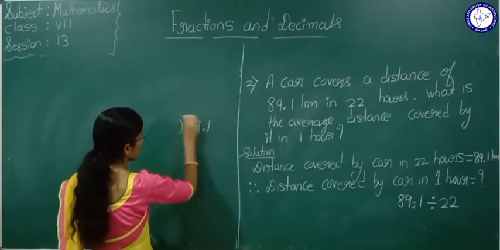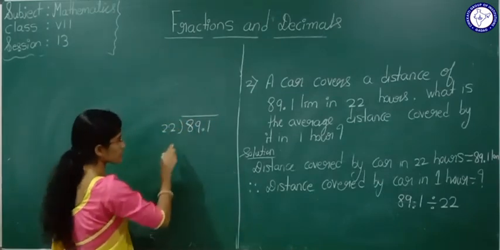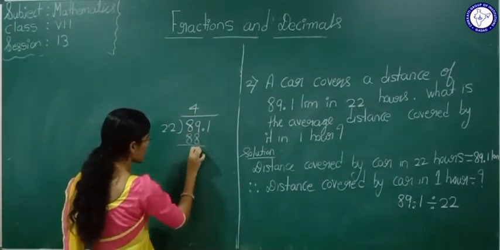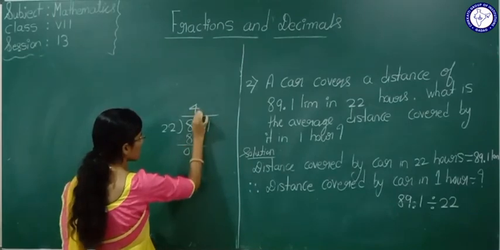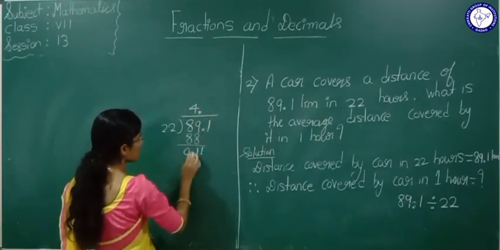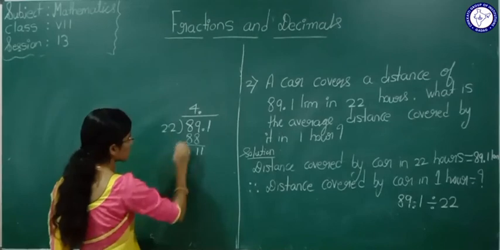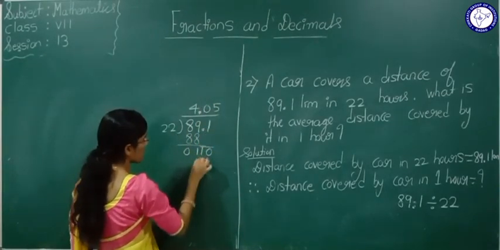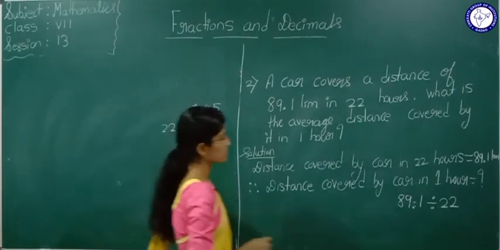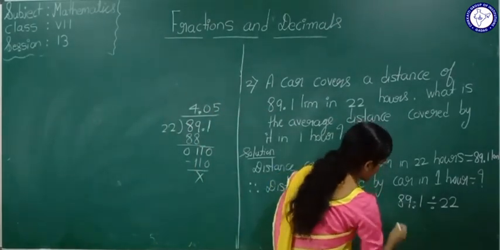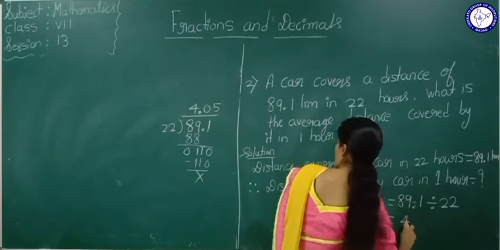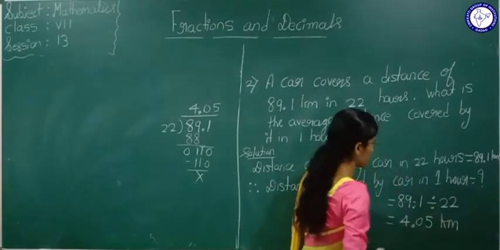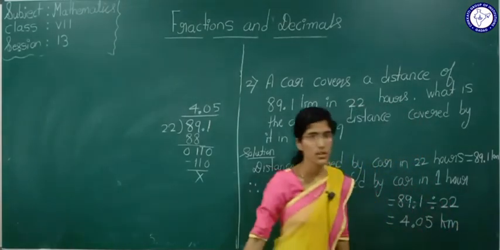89.1 divided by 22. 22 4s are 88. 9 minus 8 is 1. Here taking the point, here 1 we took. 11 is smaller than 22, right? Take 0. Then 22 5s are 110. What answer are we getting? 4.05 kilometer.